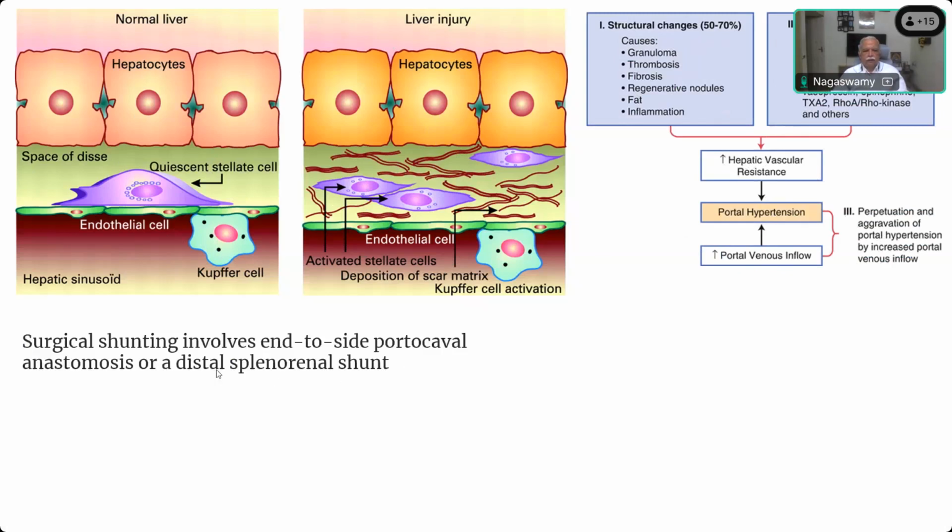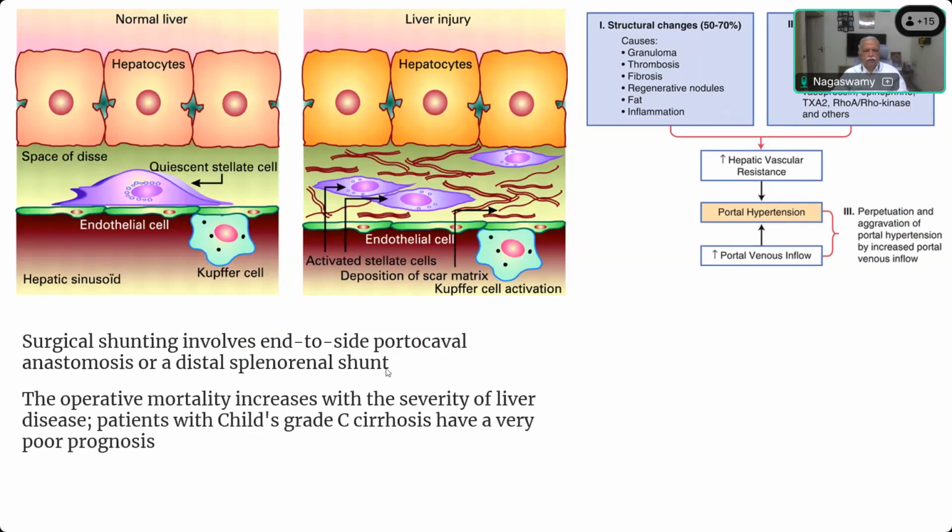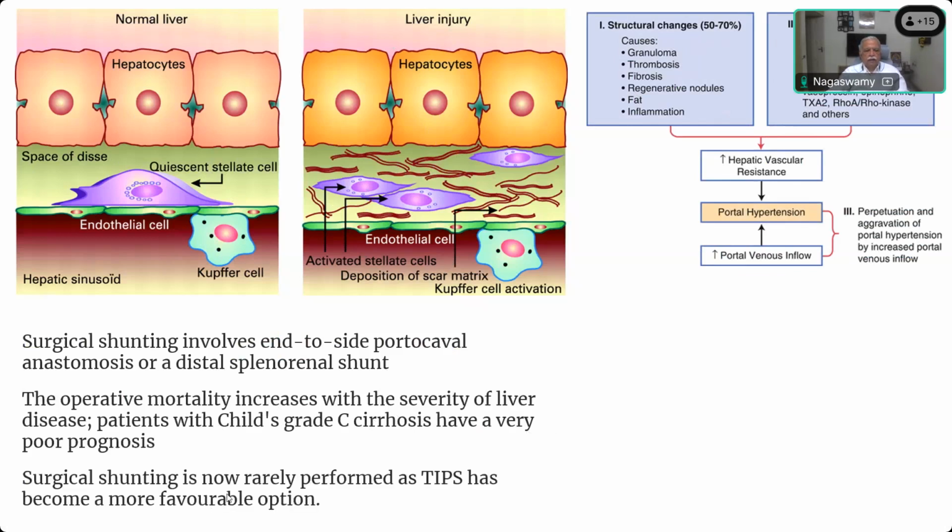Now, surgical shunting involves end-to-side portal anastomosis or distal splenorenal shunt, and the operative mortality increases with the severity of liver disease, and patients with Child's grade C cirrhosis have a very poor prognosis. So we know there are three grades A, B, C, which she described based on the parameters: bilirubin, albumin, ascites, and nutrition, etc. And the shunting is now rarely performed as TIPS has become more favorable.